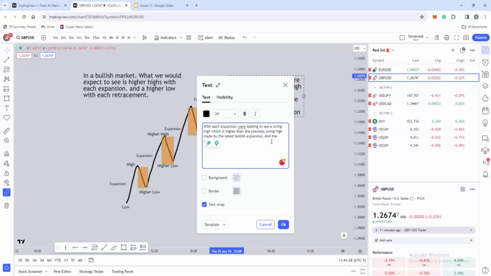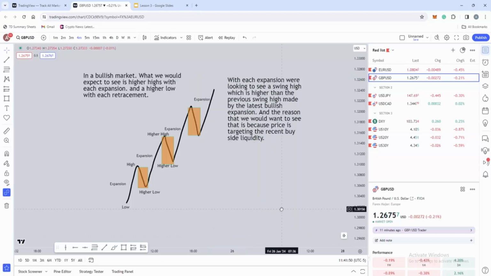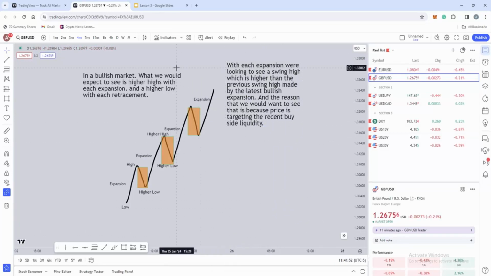And the reason that we would want to see that is because price is targeting the recent buy side liquidity, because as we know, each swing high has buy side liquidity above it, and each swing low has sell side liquidity below it.